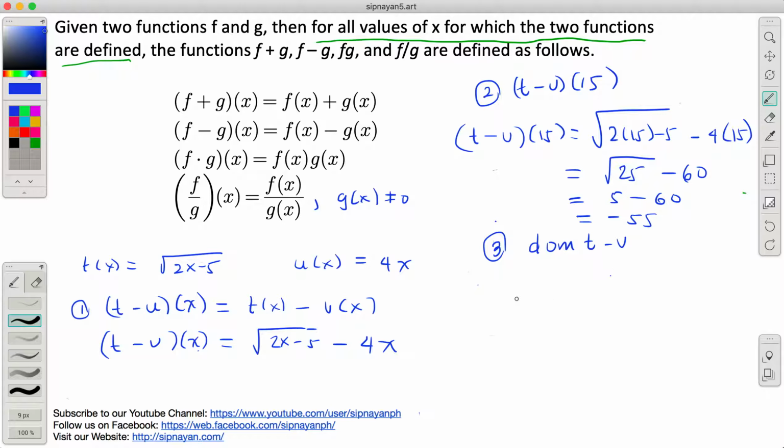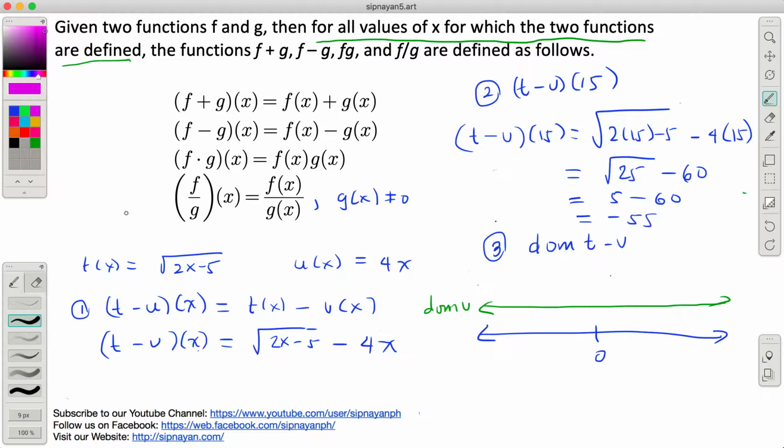Okay? What is the domain of t minus u? So, kung ipa-plot natin yung domain, domain muna ng u. Domain of u. This is a linear function, yung u of x. So, pwedeng any value of x, positive, negative, or 0. So, actually, the domain of u is set of real numbers. So, R siya. So, lahat set of real numbers.